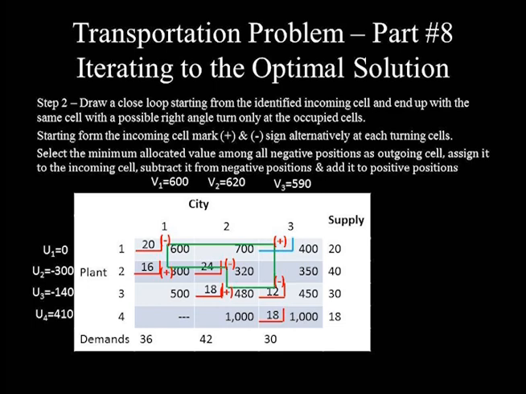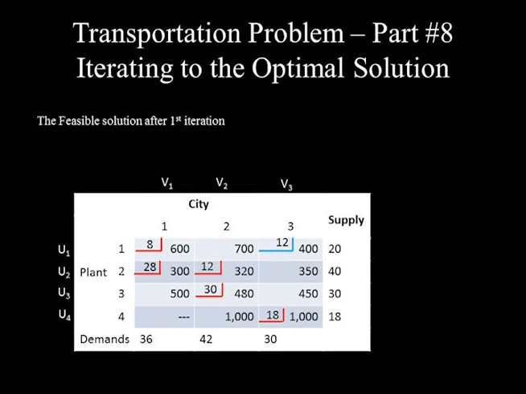In this case, we have 3 negative positions with allocations of 20, 24, and 12. So the minimum allocation is 12. Thus, the cell with the allocation of 12 is the outgoing cell. We have to remove this 12 from the outgoing cell and allocate it to the incoming cell. Subtracting this 12 from the remaining 2 negative positions will decrease their allocations from 20 to 8 and 24 to 12. Again, adding this 12 to the remaining 2 positive positions will increase their allocations from 16 to 28 and from 18 to 30. At this stage, we conclude this first iteration.